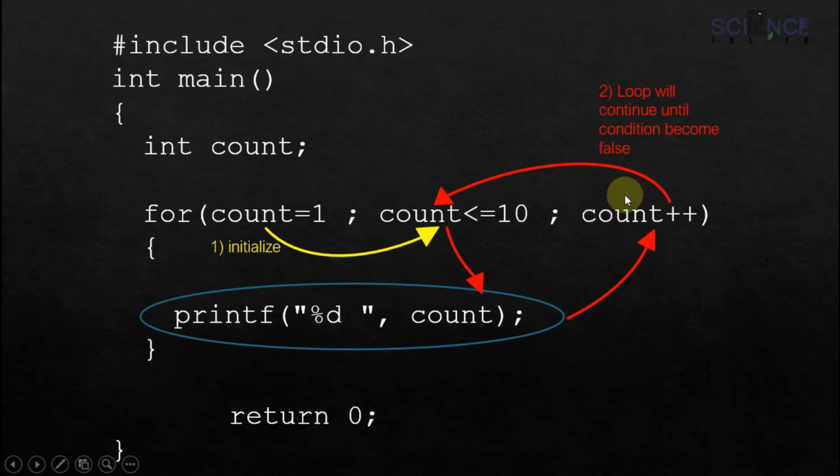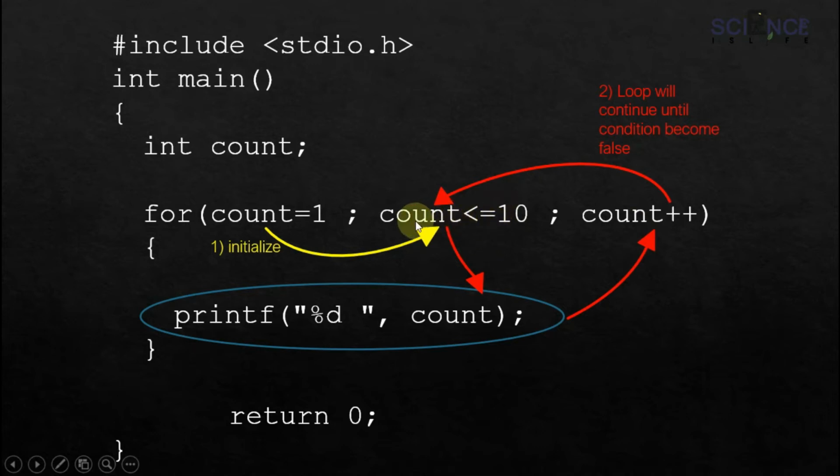Then again it will update the variable. Again it will check the condition. If it is true, it will execute the code. Then again it will update the variable. Likewise, this loop will continue until this condition becomes false, right? Until this condition becomes false, this loop will continue.